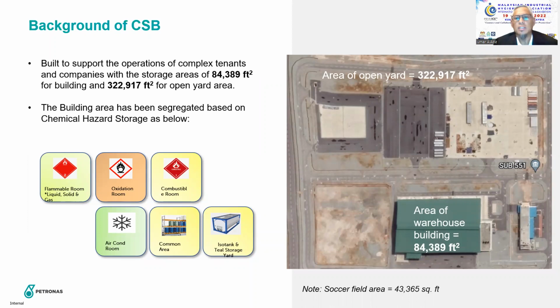The open yard area is about 320,000 square feet, while the area of the warehouse building is about 84,000 square feet, equivalent to almost two times a soccer field. This warehouse building houses a wide range of chemicals, ranging from flammable liquid or solid, up to miscellaneous hazardous material in many forms and storage.